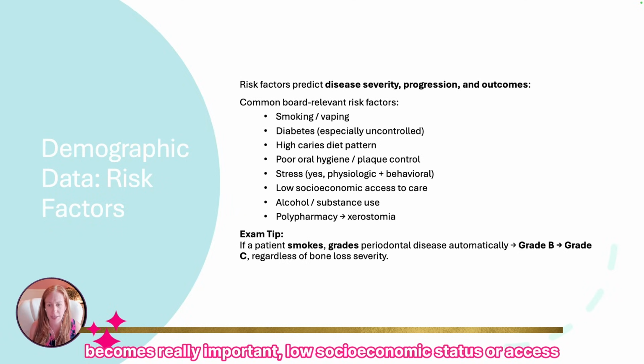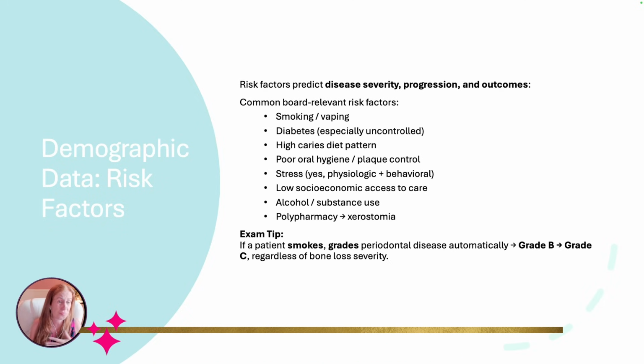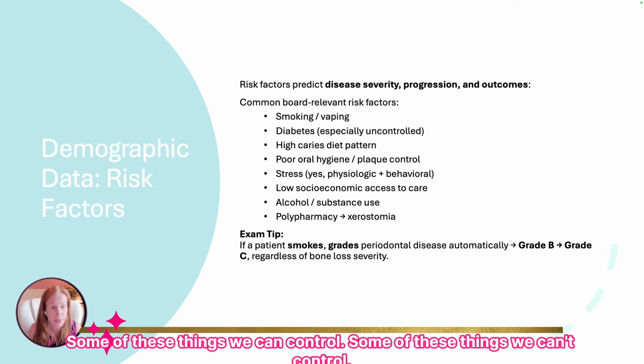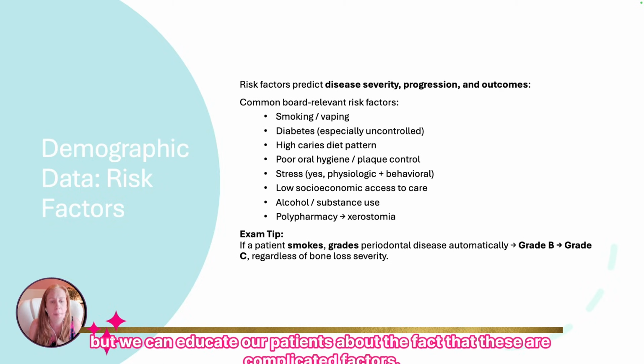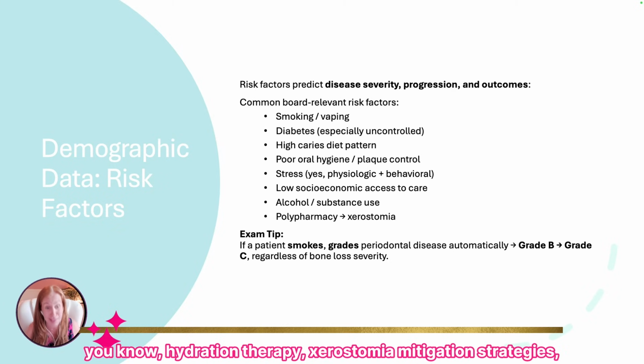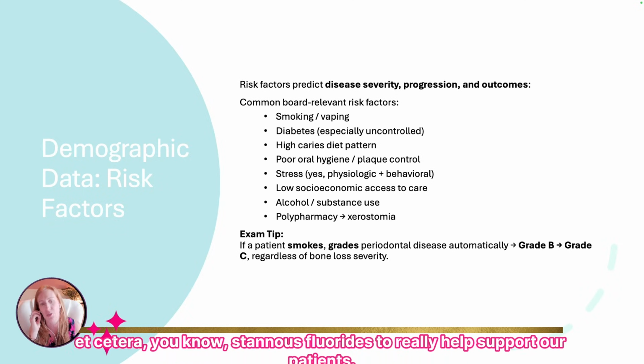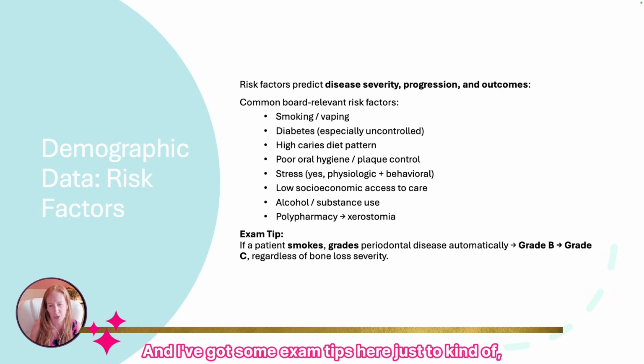Low socioeconomic status or access to care, alcohol or substance abuse, multiple medications. Some of these things we can control, some of these things we can't control, but we can educate our patients about the fact that these are complicated factors, and we can put into place things like hydration therapy, xerostomia mitigation strategies, xylitol therapy, fluorides, hydroxyapatites, etc., stannous fluorides to really help support our patients.